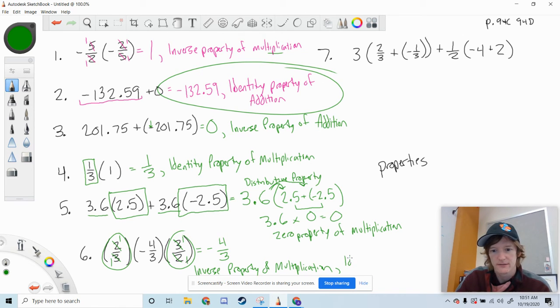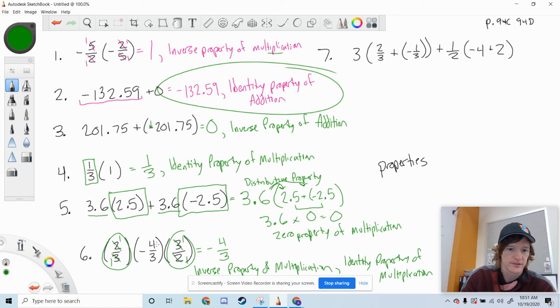the identity property of multiplication. Because its identity didn't change. Once we use the inverse property of multiplication here on the 2/3 and the 3/2, this identity didn't change. It's the exact same thing.